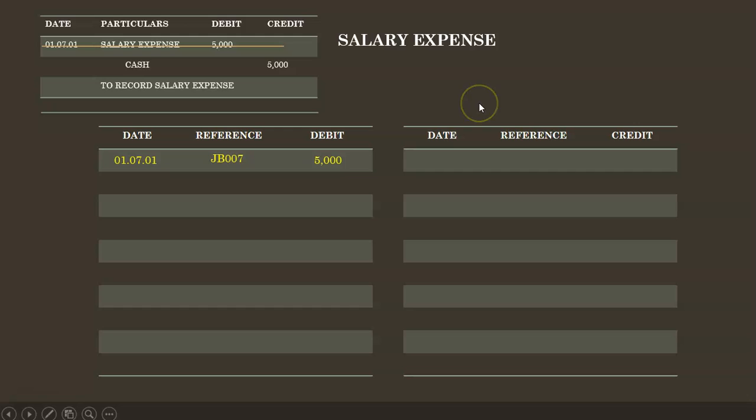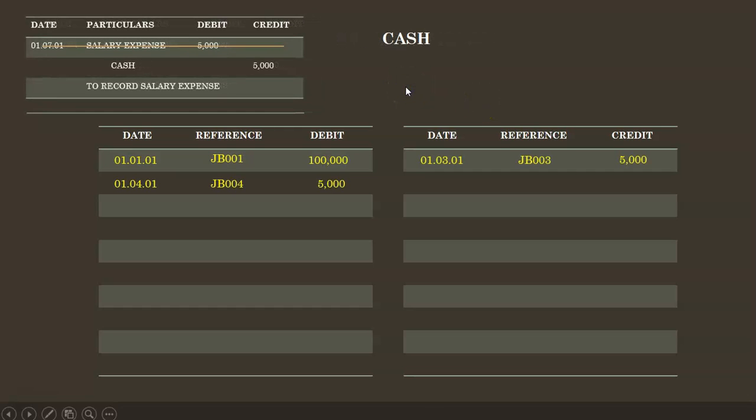Okay. Let us go back to our cash page. Here you go. Okay, let us add the credit, our journal entry here. So, we will put it in the credit. Let us put our reference, and of course, the amount. Since we are done, let us cross it out again. Okay.